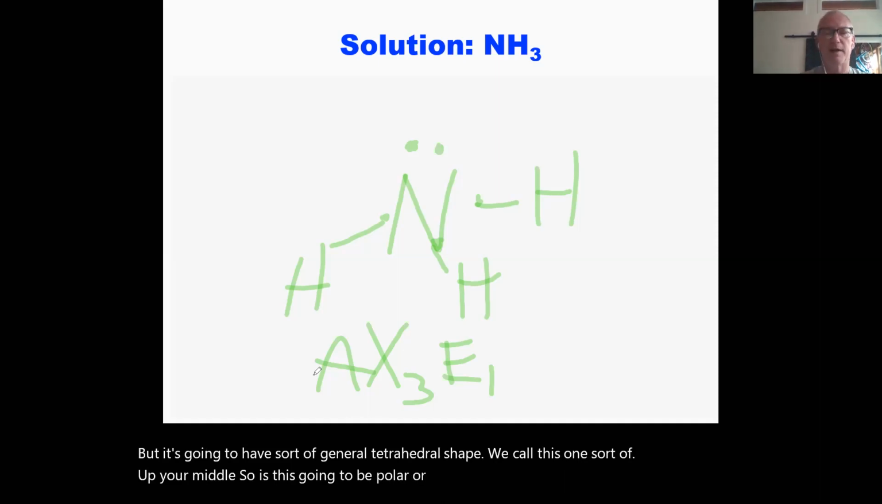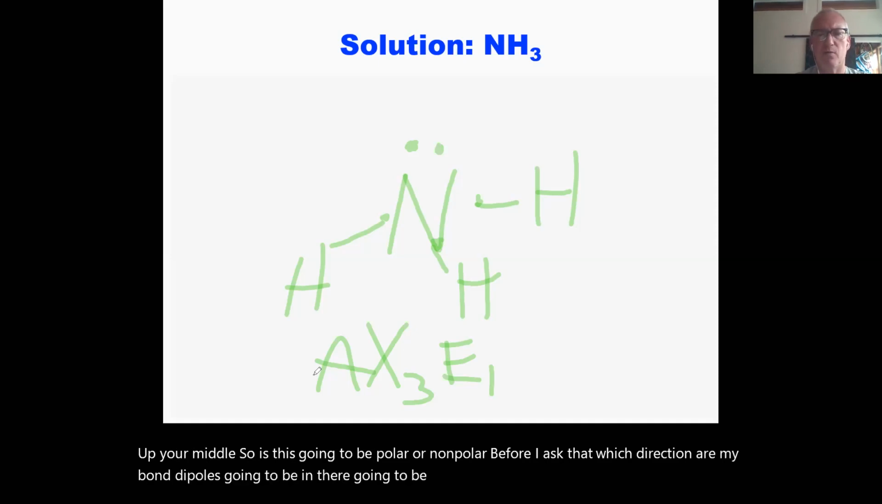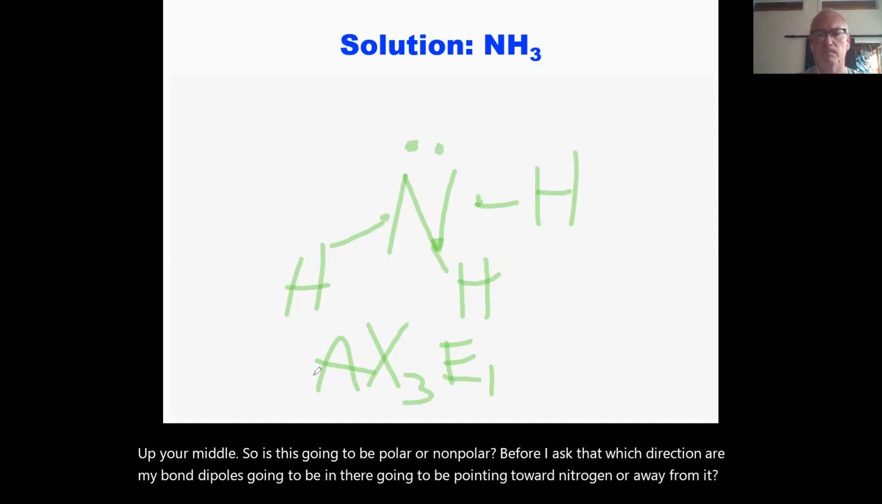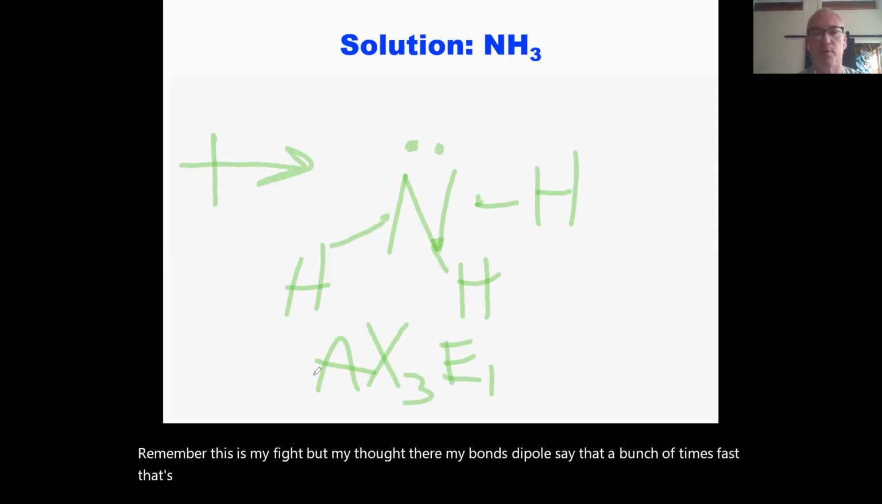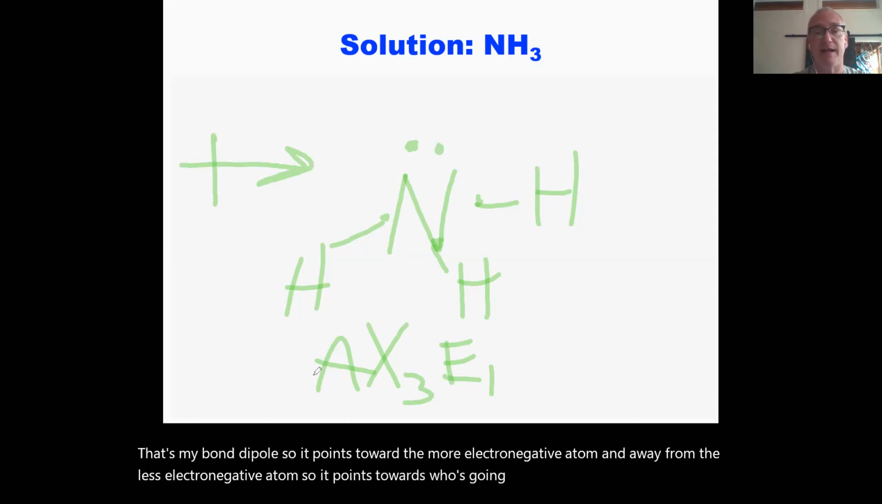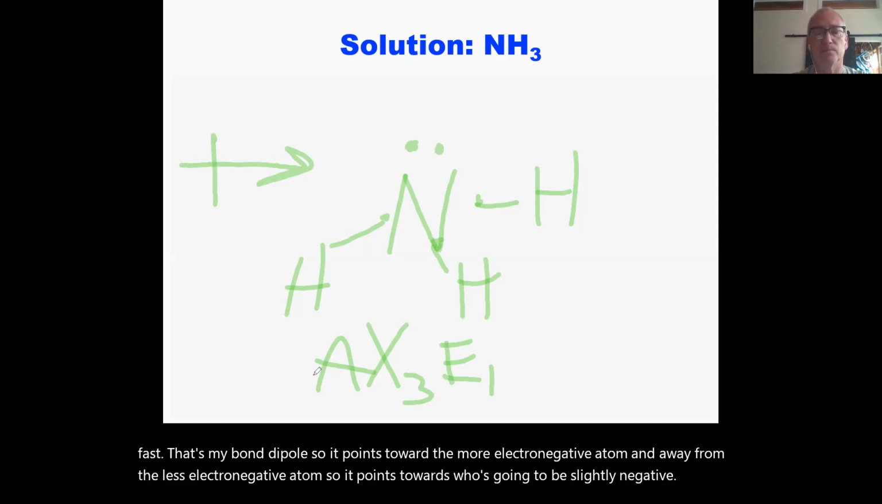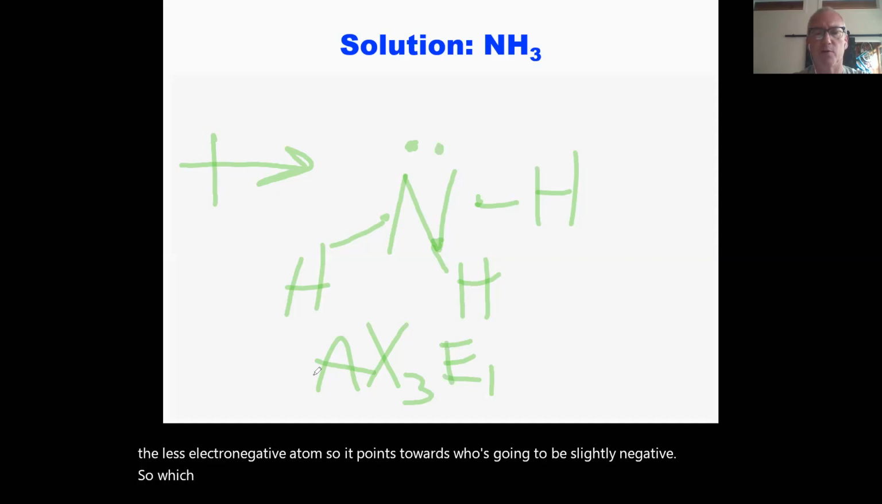Before I ask that, which direction are my bond dipoles going to be in? Are they going to be pointing toward nitrogen or away from it? Remember, this is my bond dipole. Say that a bunch of times fast. That's my bond dipole. It points toward the more electronegative atom and away from the less electronegative atom. So it points towards who's going to be slightly negative. So which direction is it going to go? Is it going to be pointing toward the nitrogen or toward the hydrogen?